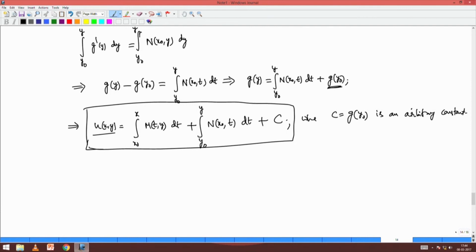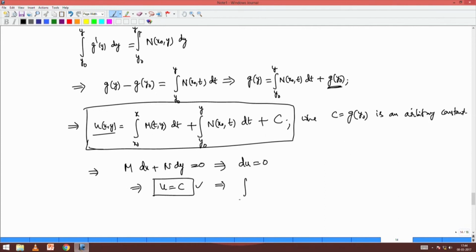Once you have this function, this du, given the differential equation m dx plus n dy equal to 0, I can write m as dou u by dou x and n as dou u by dou y, that makes it du equal to 0. That means u equal to constant is the general solution of the equation. What is u? u is here.